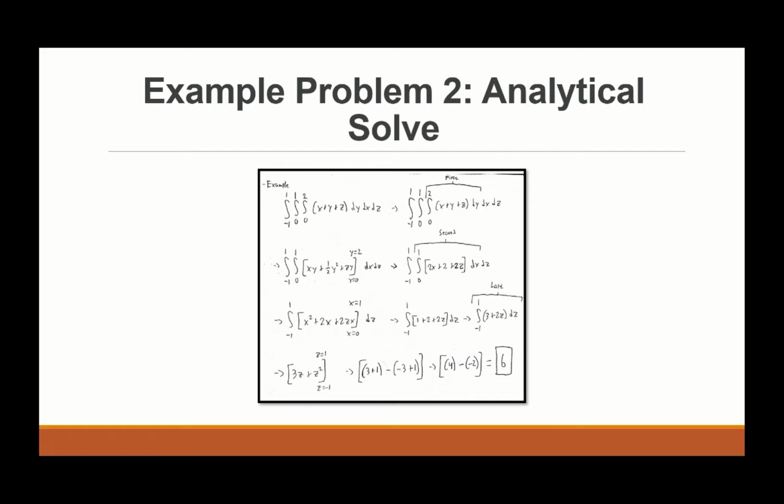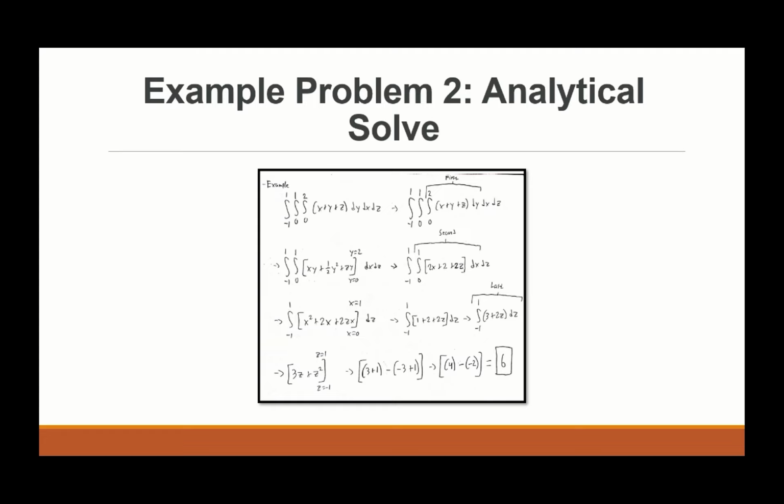When you plug in the 1 bound, you're going to be left with the integral of -1 to 1 of 1 plus 2 plus 2z dz. That is going to go to the integral of -1 to 1, 3 plus 2z dz. Then you take that last integral, you're going to be left with 3z plus z squared from z equals -1 to 1. Plug in the bounds, it'll be 3 plus 1 minus -3 plus 1. That goes to 4 minus a -2, which is then equal to 6.